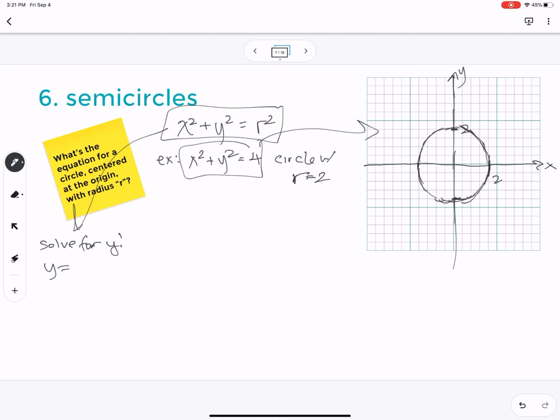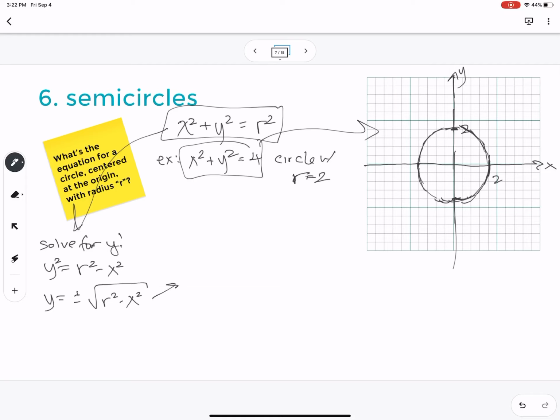Solving for y means make it say y equals. The first step is to bring the x squared to the other side, so we'll have y squared equals r squared minus x squared. Then I'm going to take the square root of both sides. But when you do the square root of both sides, don't forget your plus and minus there. So y equals plus or minus the square root of r squared minus x squared.